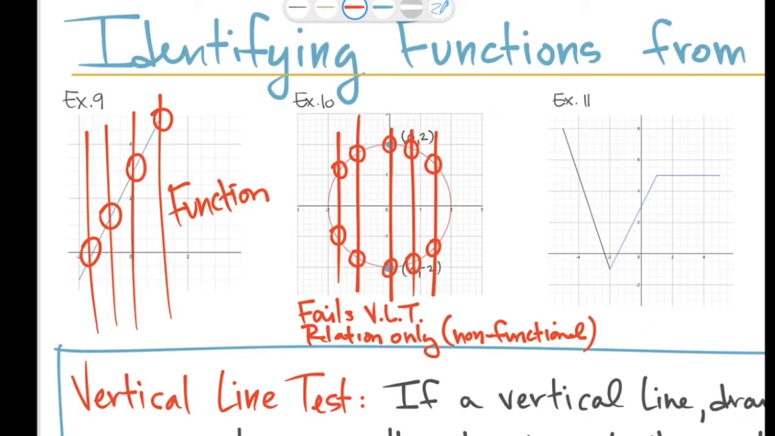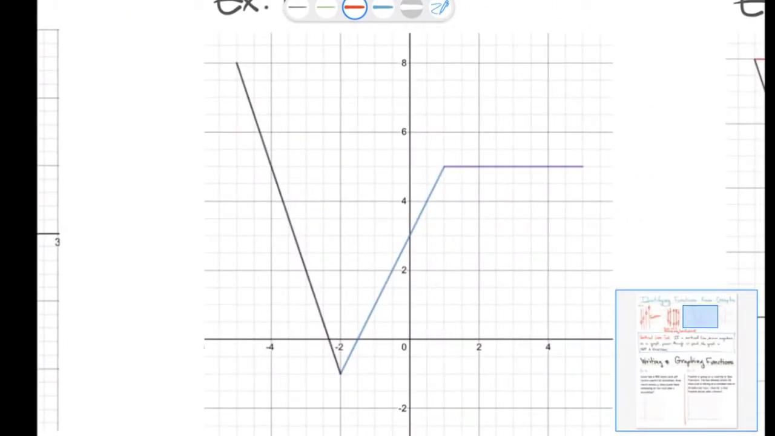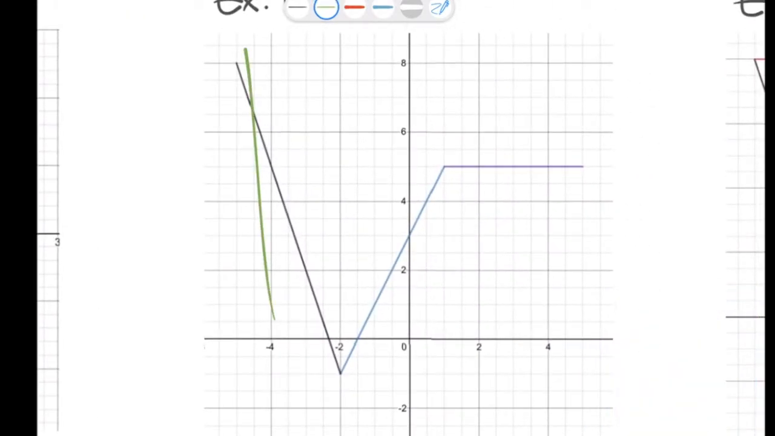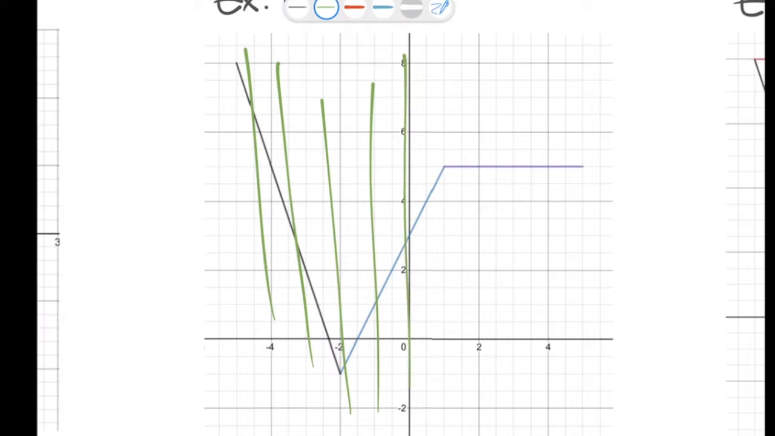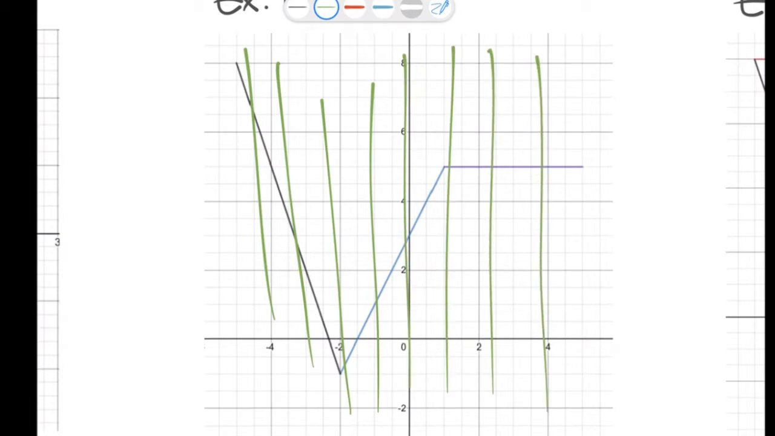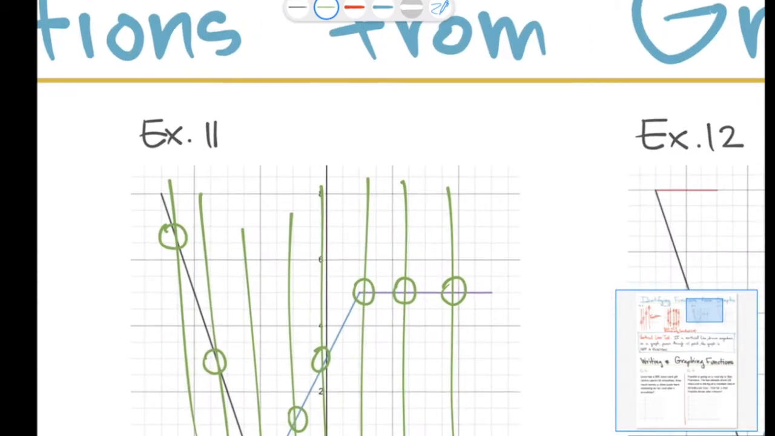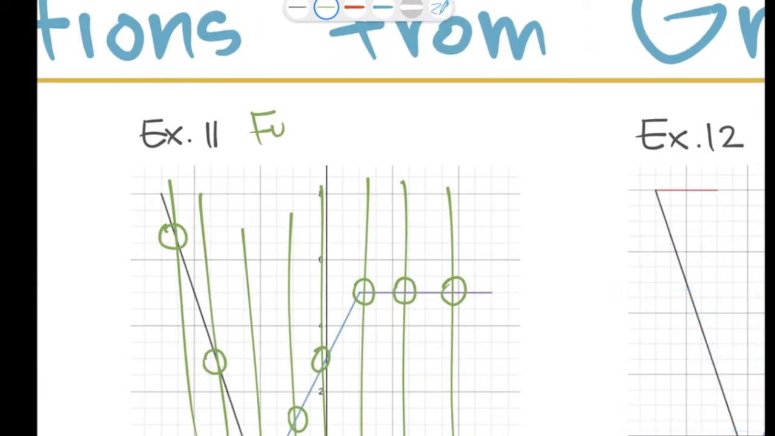All right, let's go on to example 11 and use the vertical line test. So if we draw a vertical line, we could draw multiple vertical lines over and over, and it doesn't matter where the vertical line is, it only passes the graph of that relation in one place. So we can say that the relation is more specifically a function.